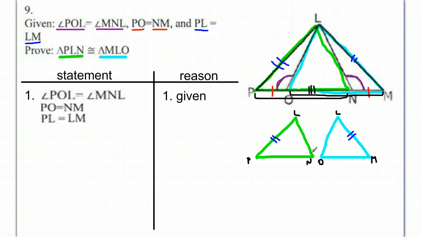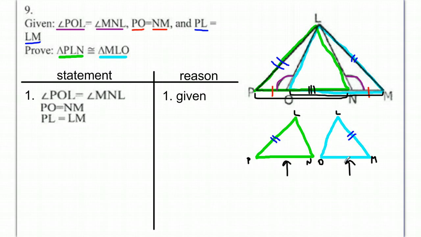Meaning that if I can find a way to prove that and write that all out nicely, PN and NO, or PN and OM, are going to be equal to each other. So I should be able to prove that this side and this side are equal. But that's going to take a couple steps, so we'll get to that in a moment.